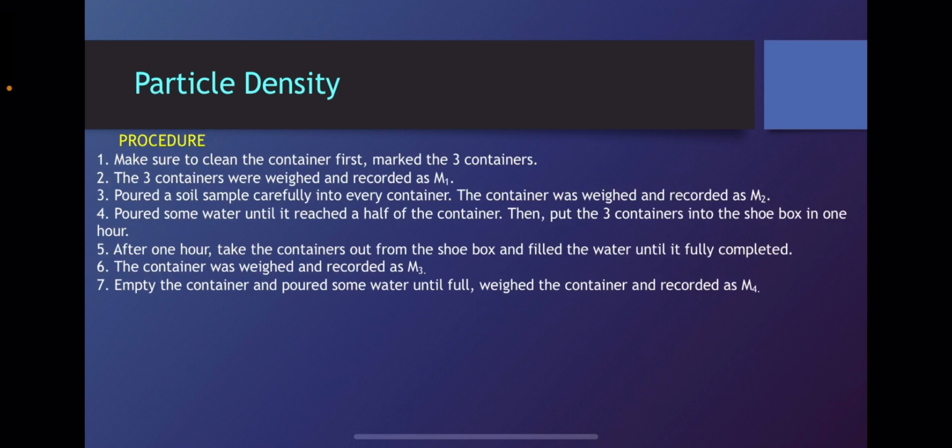tissue. So the procedure is make sure to clean the container first and mark the 3 containers. The 3 containers were weighed and recorded as M1. Pour a soil sample carefully into every container. The container was weighed and recorded as M2. Pour some water until it reached half of the container. Then put the 3 containers into the shower box for 1 hour.